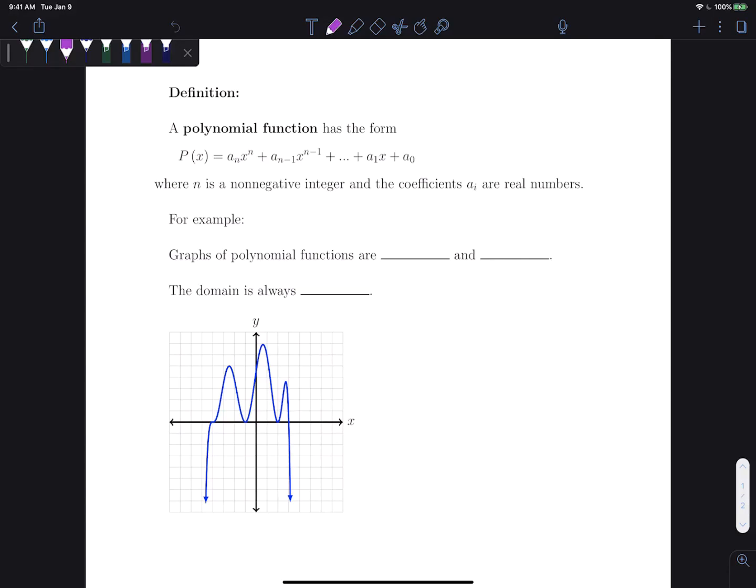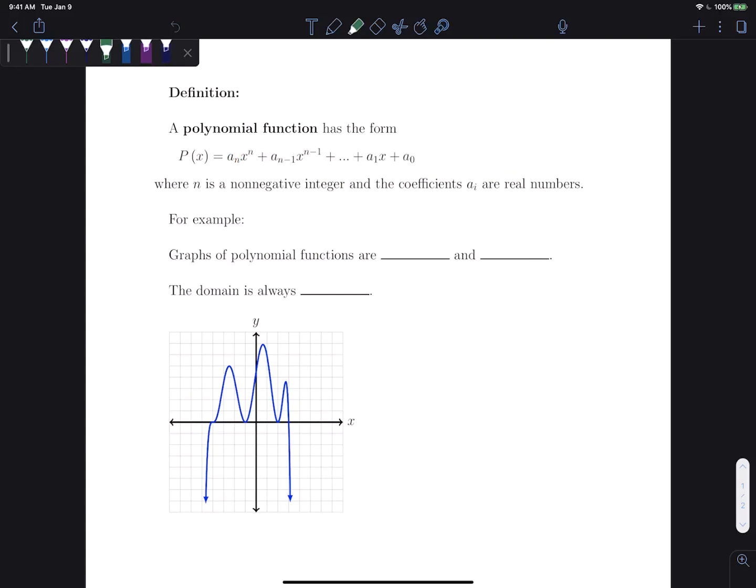Hello. In this video, we're going to go ahead and look at the definition of a polynomial function. So a polynomial function has the form p of x is equal to a sub n x to the n plus a sub n minus 1 x to the n minus 1 plus dot dot dot all the way down to a sub 1 x plus a naught. Now, the n is a non-negative integer and the coefficients are real numbers.